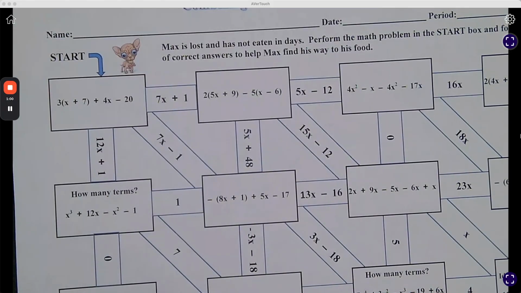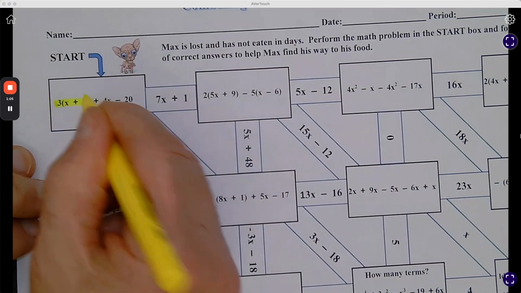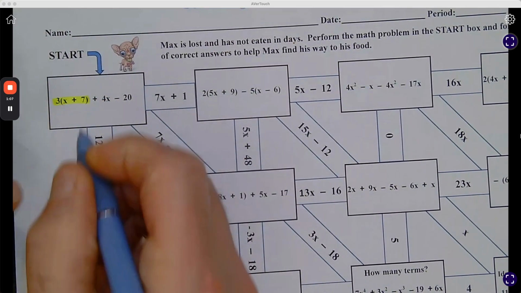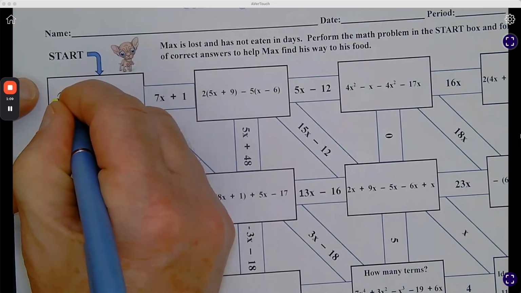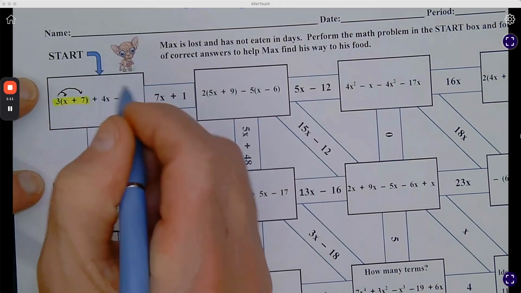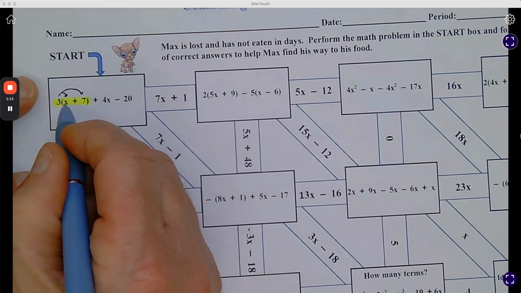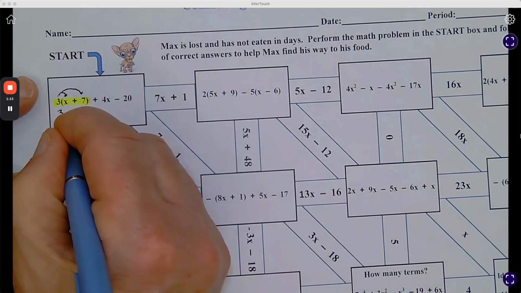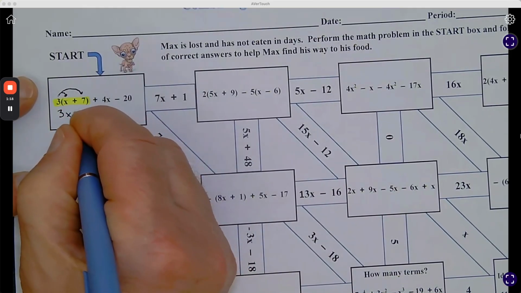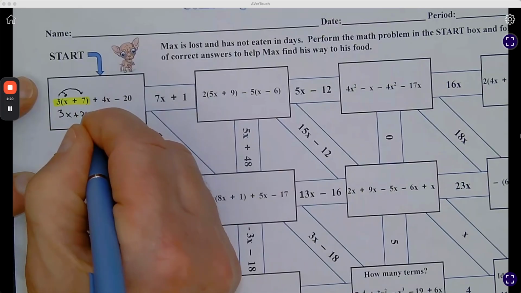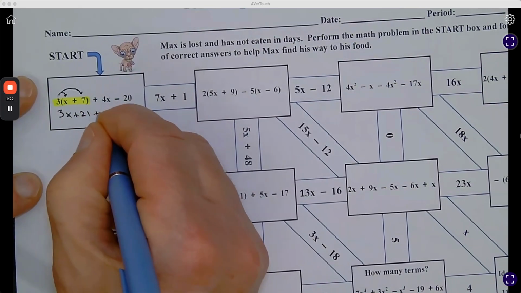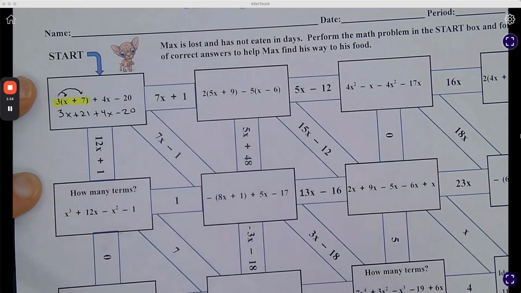The first thing I'm going to do is I always perform my distribution. So I'm going to go ahead and perform that. That's 3 times x and 3 times 7. Notice there's no number in front of x. That means it's a 1. So 3 times 1x is 3x. 3 times 7 is 21. And then I just keep writing the rest, like so.